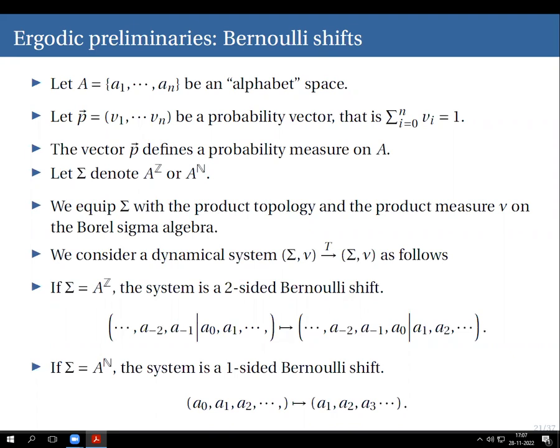And then there's a dynamical system that you can define. If you have this sequence of alphabets, you can shift everything to the left, so a left shift. Even if you have a one-sided sequence, you can just forget the first thing, so you can shift everything to the left. So you have a two-sided Bernoulli shift and a one-sided Bernoulli shift.